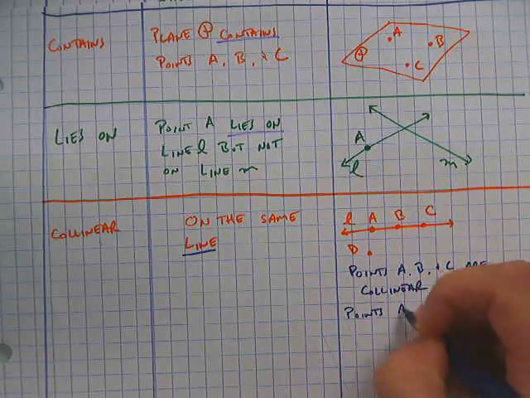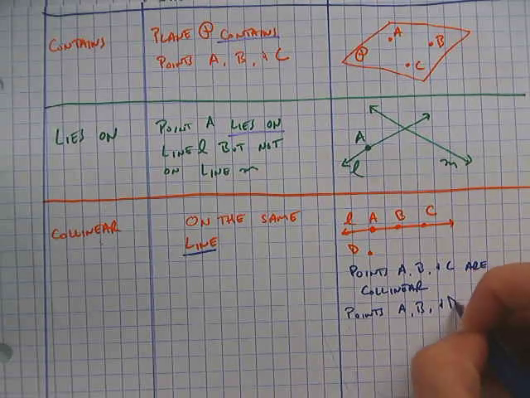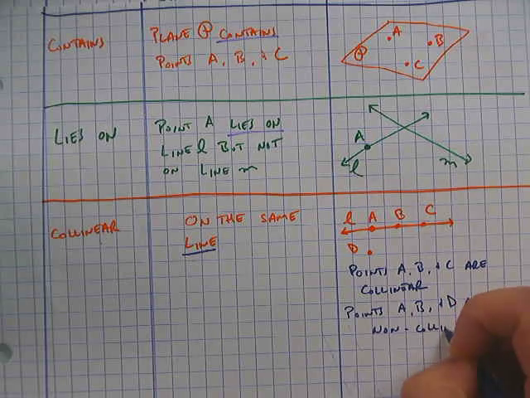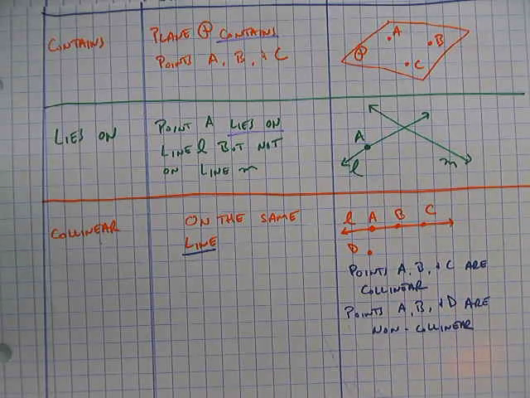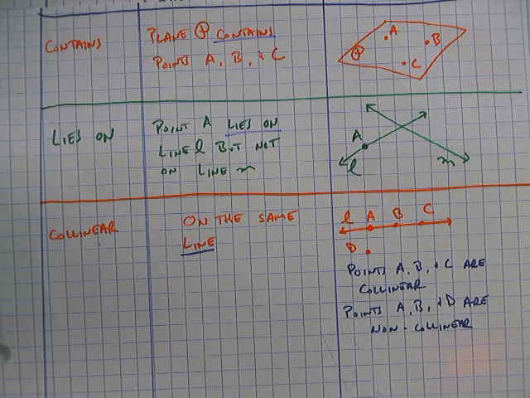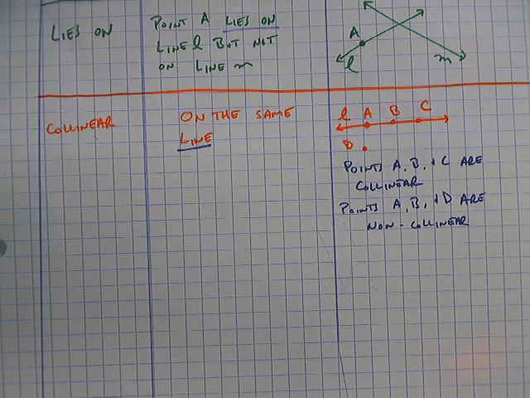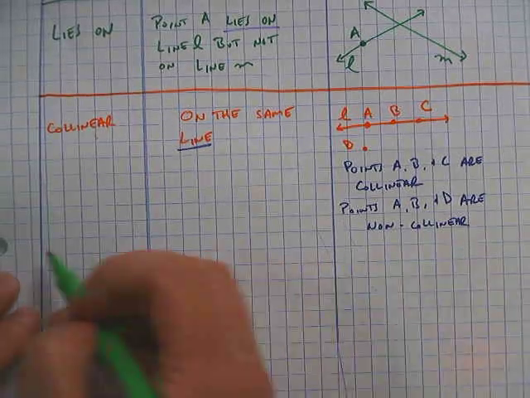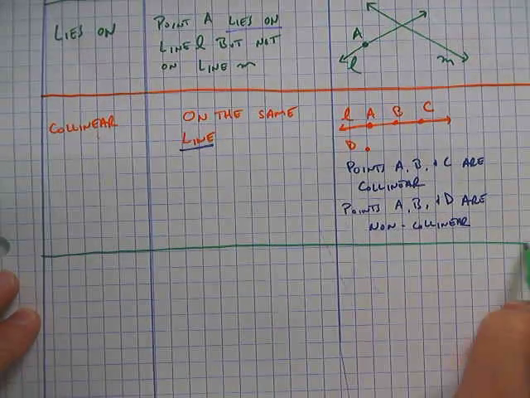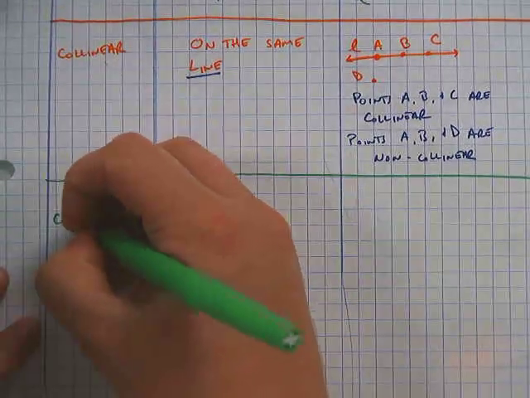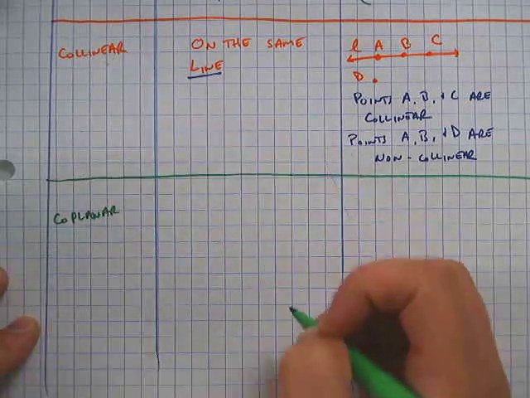Because they are all three on the same line. But we can also talk about things that are not collinear. And the word we use is non-collinear. So, if I wanted to talk about points A, B, and D, those would be non-collinear because they're not on the same line. So I could say points A, B, and D are non-collinear. So that's how we talk about things being on the same line or not on the same line.